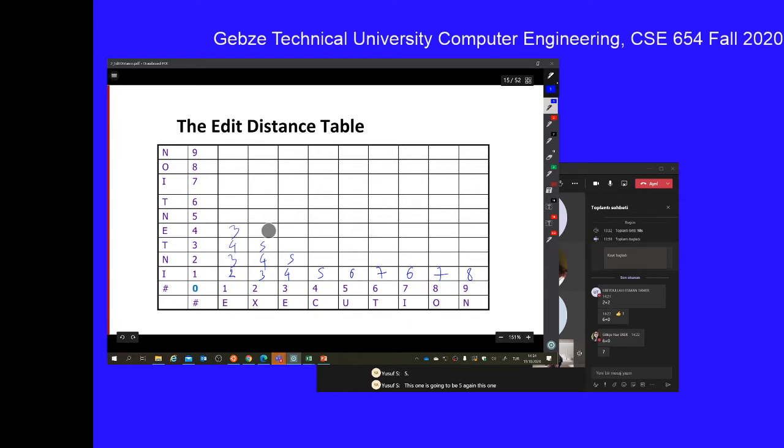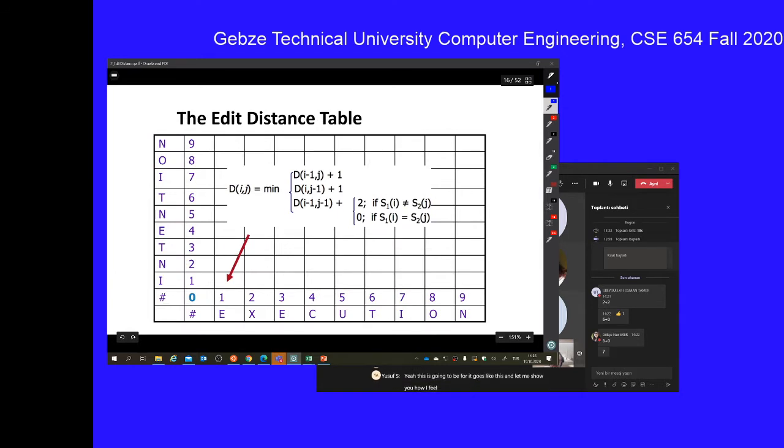Oh, okay, is there a 3 here? 3 plus 1, 4. It's going to be 4, right? No, 4. Am I doing something wrong? No, I don't think so. Is this the same? Yeah. This is 3. Yeah, this is going to be 4. And it goes like this, and let me show you a filled in version.